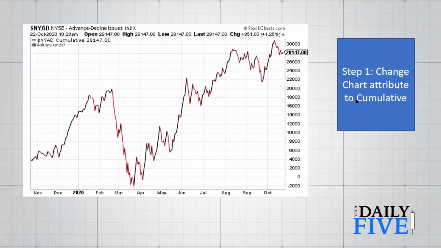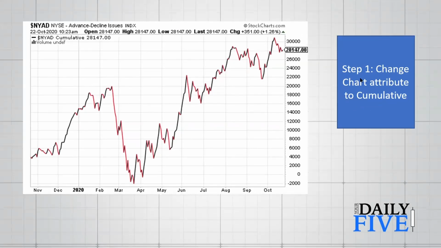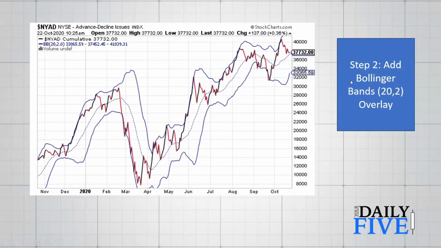The first one you want to do is change your chart attribute to cumulative. And that will give you this nice linear chart of the advanced decline line. So step one, chart attribute to cumulative. Step two, add Bollinger Bands. You don't want to do anything fancy with them. You want to keep them at the 20-day moving average with 2 standard deviations, and you can find that choice in the overlay section right along with the other choices to make your charts look different.